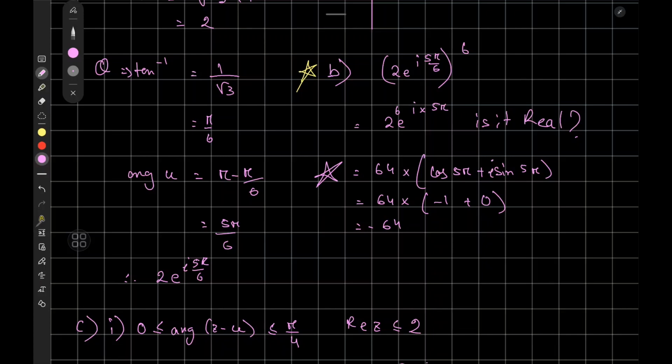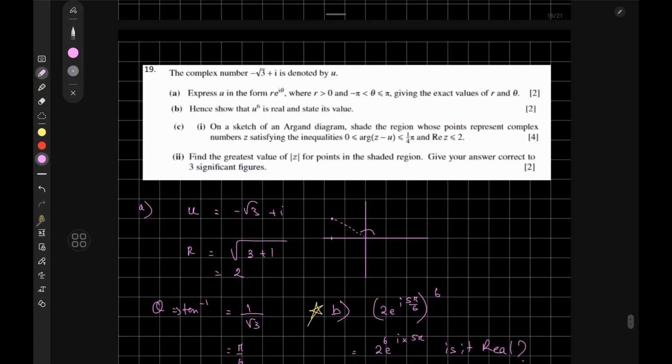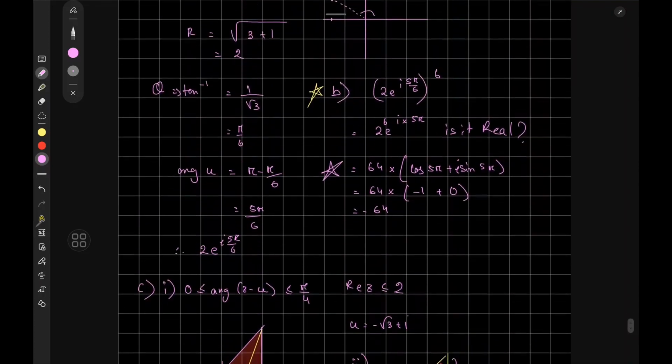There is supposed to be an i over here. Anyways, since sine of 5 pi is 0, 0 times i is still 0. So actually you're getting a value of minus 64. Since this is actually real, you can say that u to the power of 6 is real, and this is the value. Great, so you've answered question B.